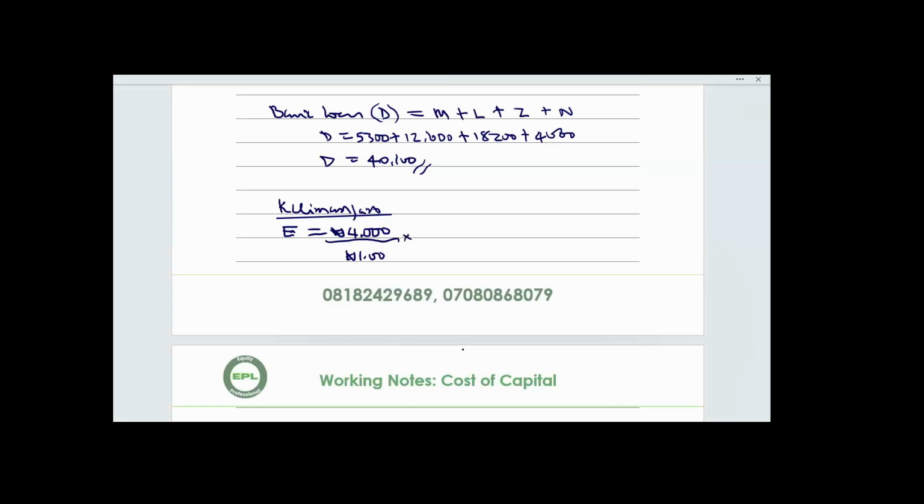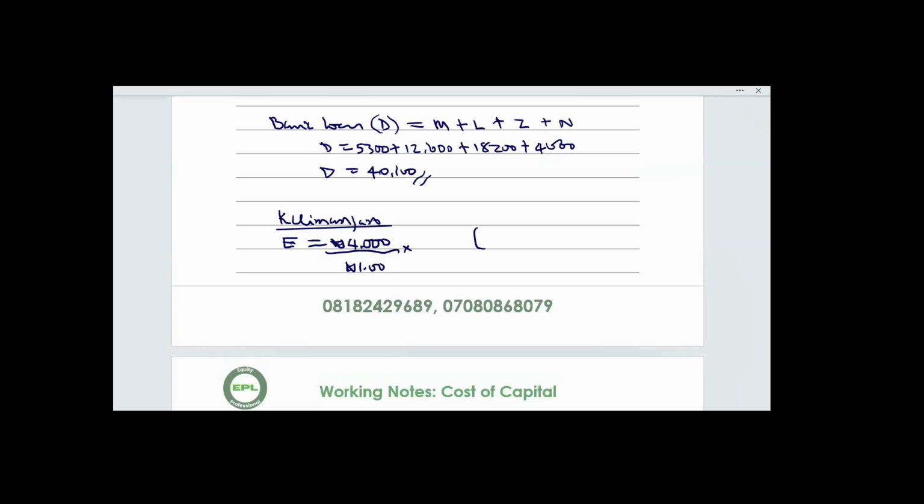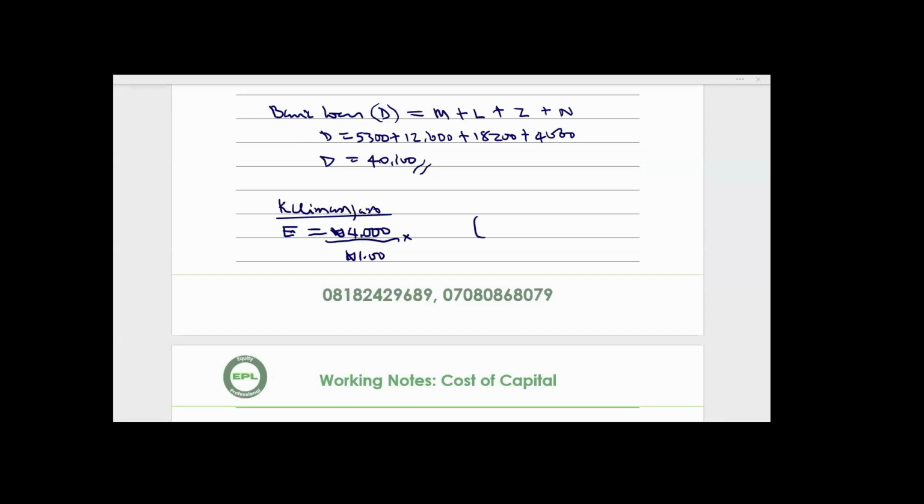Okay, multiply by share price. I don't know the share price, I need to work it out. The price earning ratio of Kilimanjaro is 8. Earnings per share is 106 kobo, which is the same thing as 1.06. So 8 multiplied by 1.06.